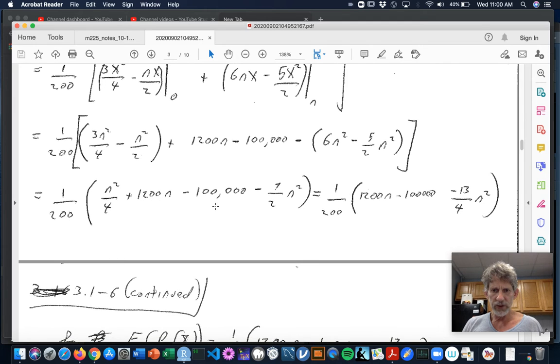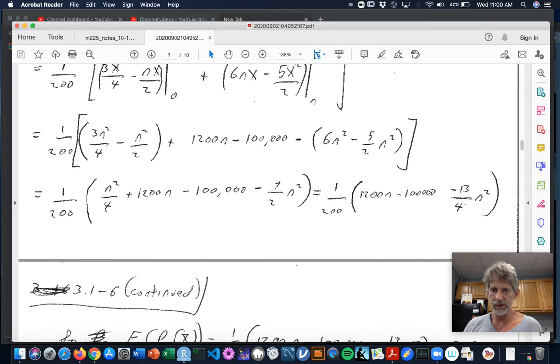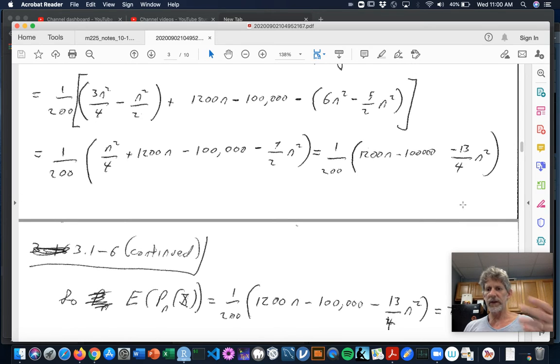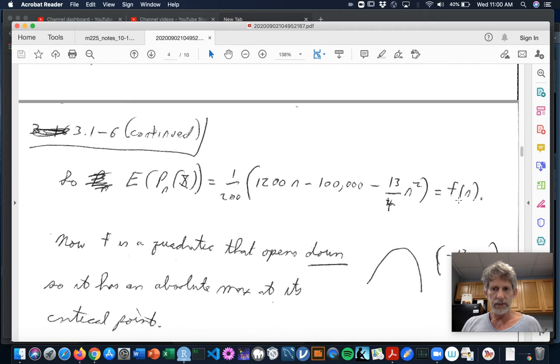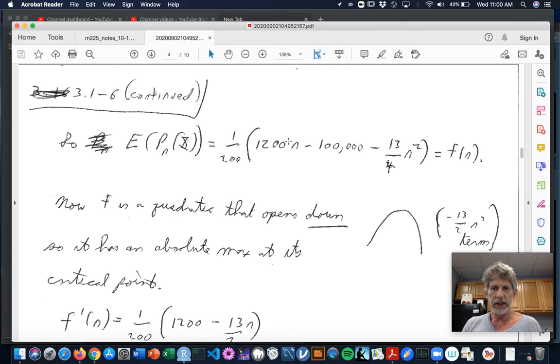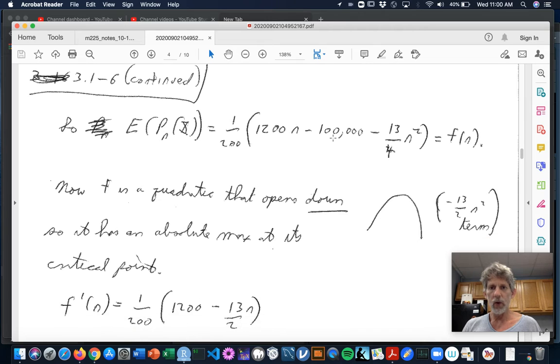And I see a little more chance for simplification. The 1/4 minus 14/4 would be a minus 13/4. Okay, that's as simple as I can make the expected value of p sub n of x. So I'll think of that expected value as some function of little n. And if I think of it that way, then I'm looking at a quadratic function.